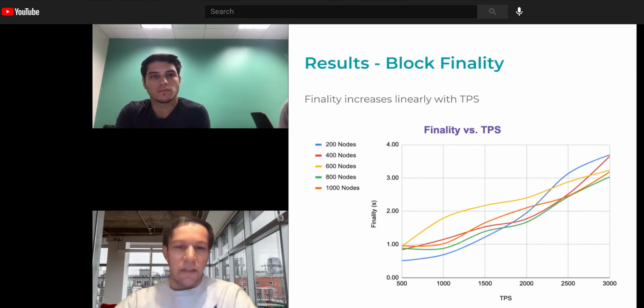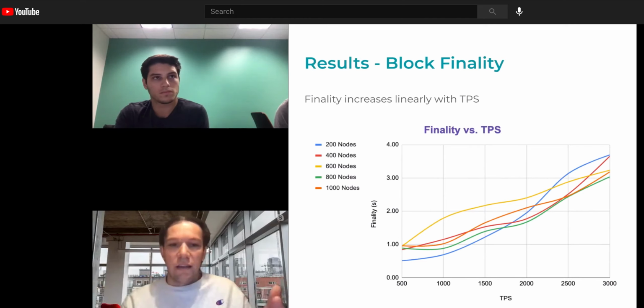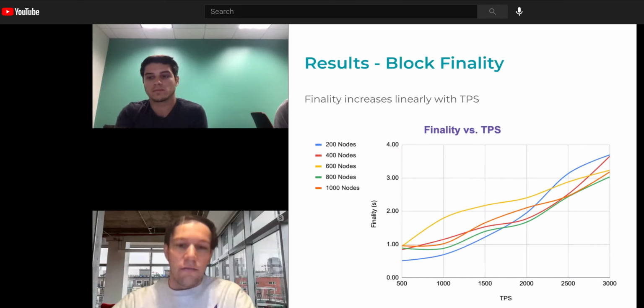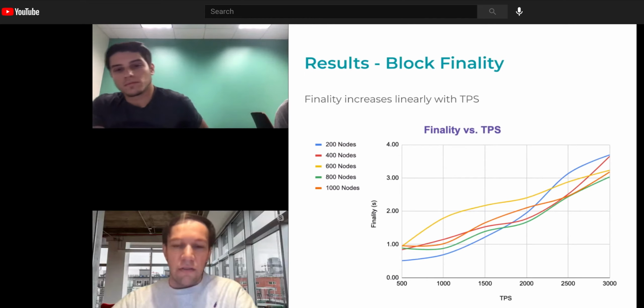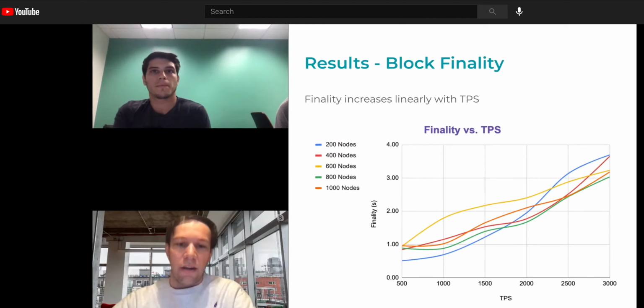Okay, so this is basically the same data points, but now shown as finality versus TPS. And as expected, finality just increases linearly with the TPS. The more transactions you need to process, the longer it takes to validate a block and to actually do the state updates. That's expected, but it's important to see that for all of the different sizes of the networks, all the numbers match up quite evenly.